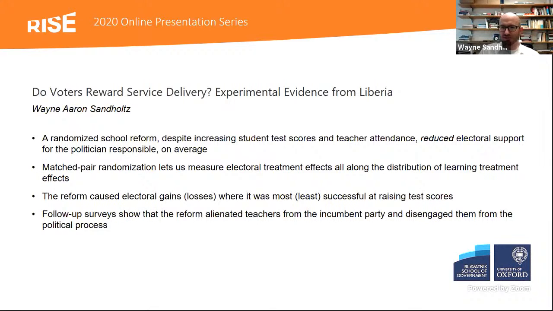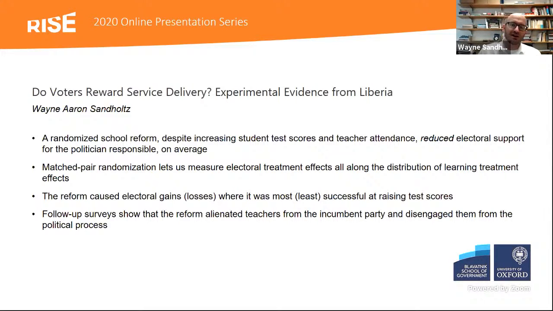Because the treatment was randomized within pairs of similar schools matched on ex-ante observables, I can measure how treatment affected voting patterns all along the distribution of learning treatment effects. What I find is that the reform caused electoral losses for the incumbent precisely in the places where the treatment had a small or a negative effect on test scores. In places where the treatment ended up causing a very big gain in test scores, it also caused a big gain in the vote share for the incumbent party.